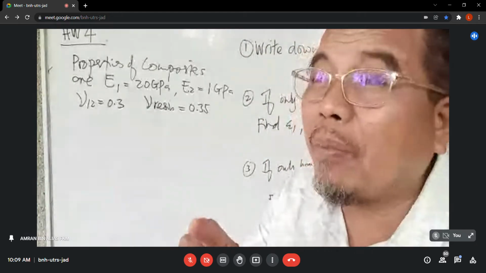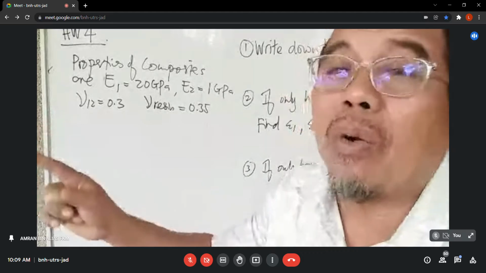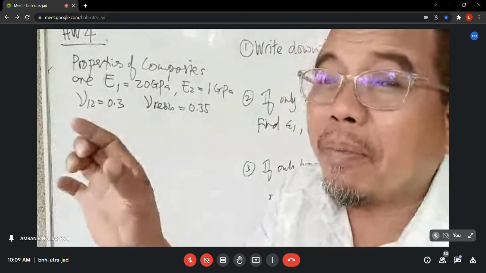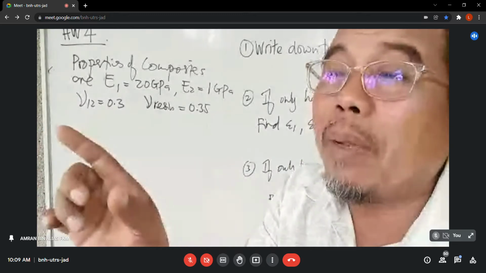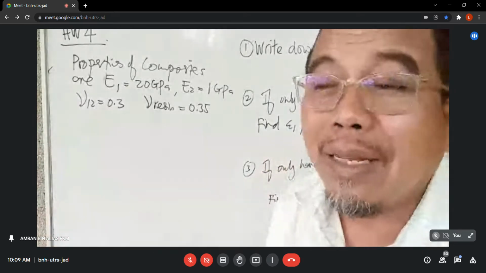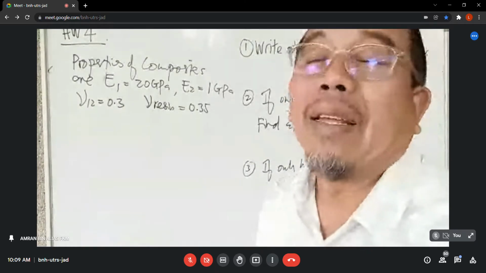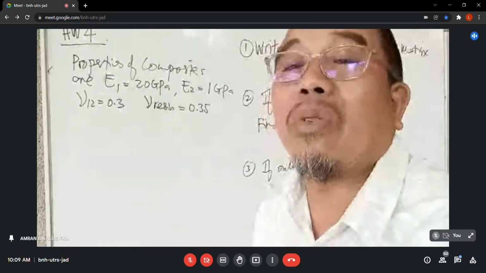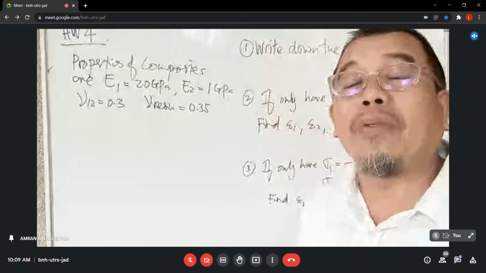The R1 will become bigger than the old R1. The R2 will become bigger than the old R2. But the thickness, R2 minus R1, will become less than the original one, right? Yes, that's the understanding. So let us try to calculate it. How do we calculate it? Okay, that's the purpose of our class today.